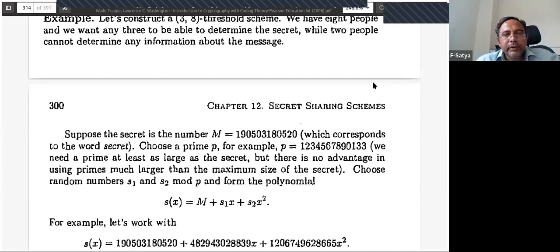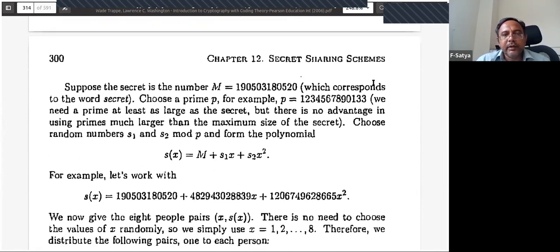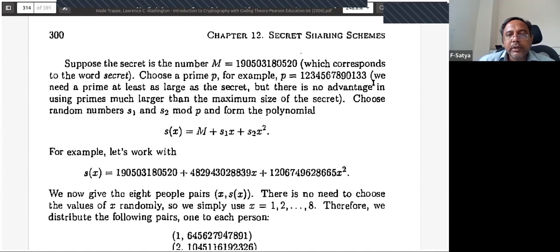Yes. Suppose now the secret m equals this, which corresponds to a secret, right? Choose a prime p, a very big prime. Yeah, 1 2 3 4 5 6 7 8 9 0 1 3 3 is a prime number. Okay, now you take two numbers again, s1 and s2 modulo p. Let us say s1 is this quantity and s2 is this quantity. He chose two numbers modulo p, and he constructed the polynomial. Who constructed it? The dealer.